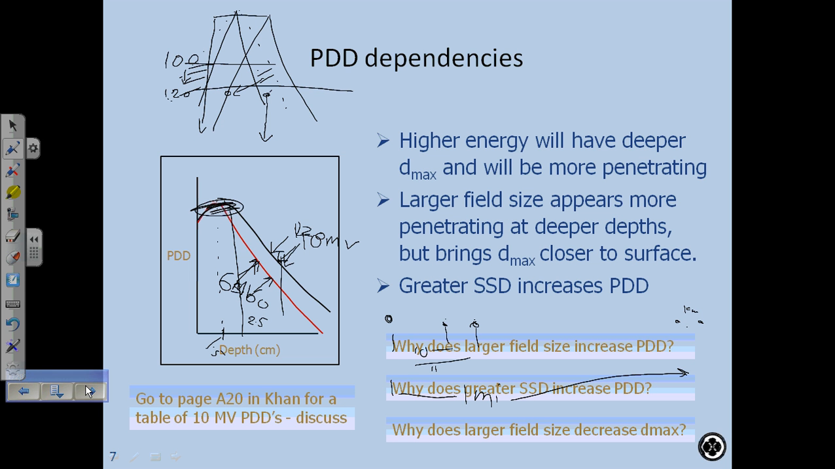Is there 6? I don't think they have 6 MV here. There are 4. That's odd, they don't have a 6. They have a 4, but not a 6. It's so rare to see 4 MV.